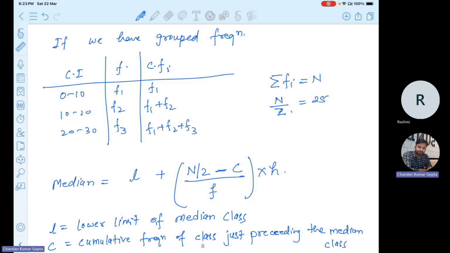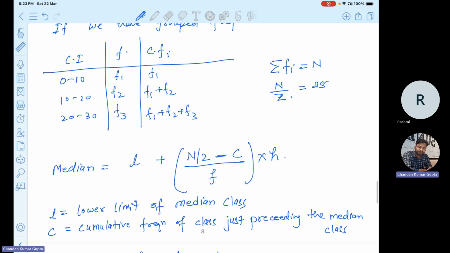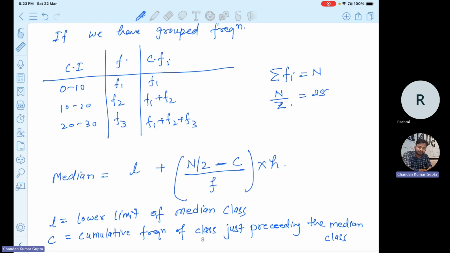Then in the cumulative frequency column, we check the value of the cumulative frequency that is just above 25. The class having the cumulative frequency just above 25 is our median class. Then we have all the information: how to find L, N by 2 is there, C, F, and H. Then we are able to calculate the median value of that grouped frequency distribution.